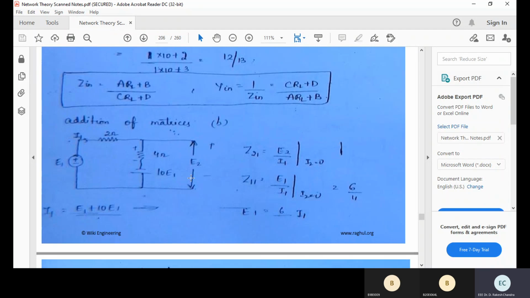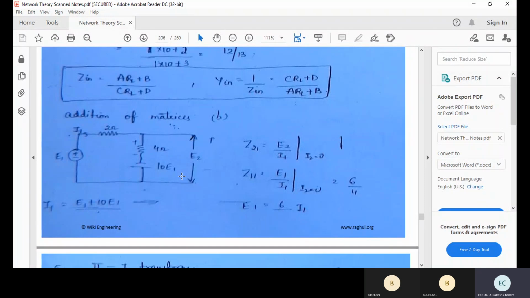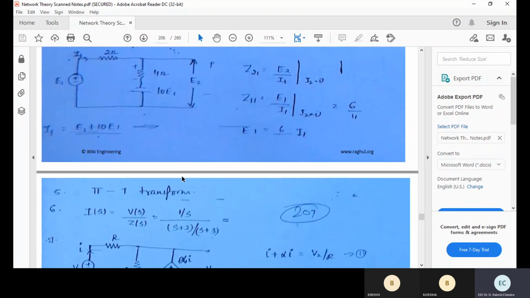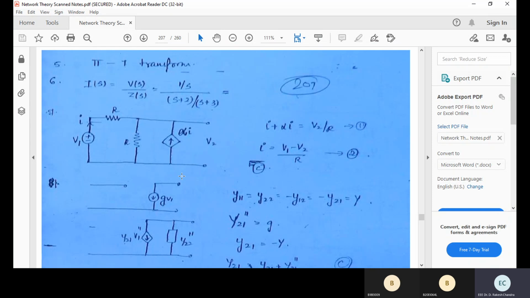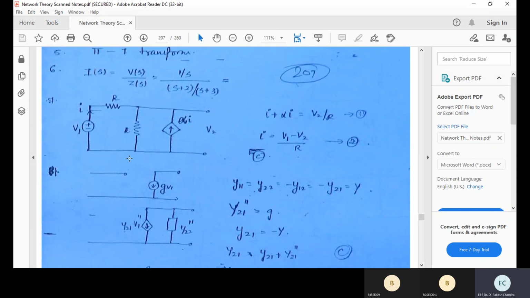So we can write the formulas and find the parameters of networks like this. What happens when I2 is equal to 0? I2 equal to 0 means it's an open circuit. Here it is an open circuit, or E2 is equal to 0 or V2 is equal to 0. Like that, for your Y parameters and the Z parameters, we have to follow this type of methodology. So Y11 is equal to Y22. We can write the equations for these particular networks.